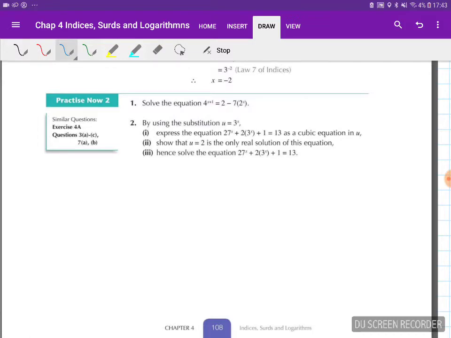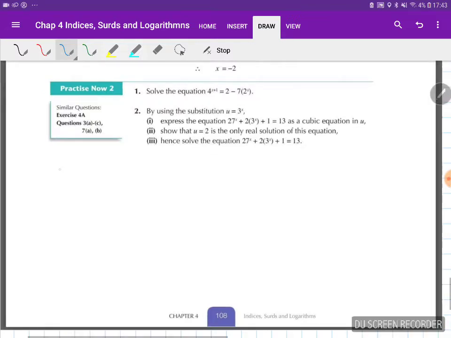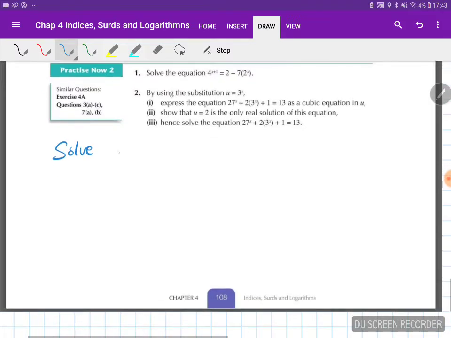Alright, so look at question 1. Solve the equation 4 to the power of x plus 1 equals 2 minus 7 times 2 to the power of x. So you can see that I need to solve for the value of x. On my left hand side I have 4 to the power of x plus 1, and on my right hand side I have this 2 to the power of x. And then I have this constant term 2 here, which makes it very complicated.